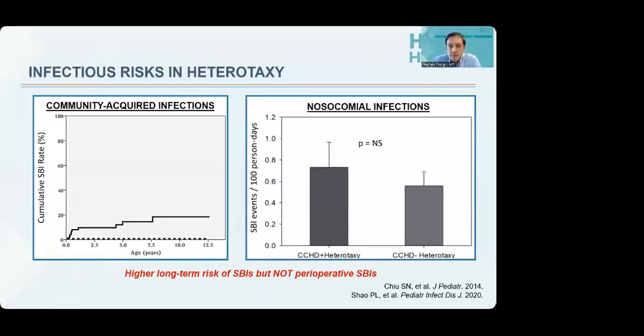The graph on the right comes from a separate analysis of the same cohort, which examined nosocomial infections after cardiac surgery and found a comparable infection rate in both patients with congenital heart disease with and without heterotaxy. The most common causal pathogens in both groups were coag-negative staph, enterococcus, and gram-negatives.